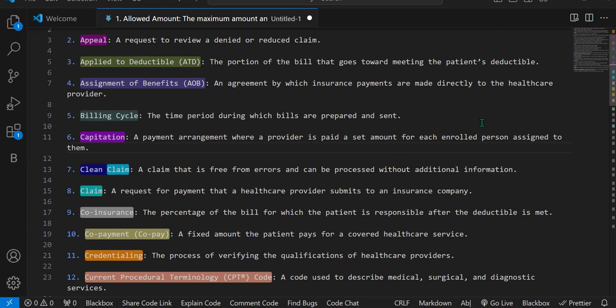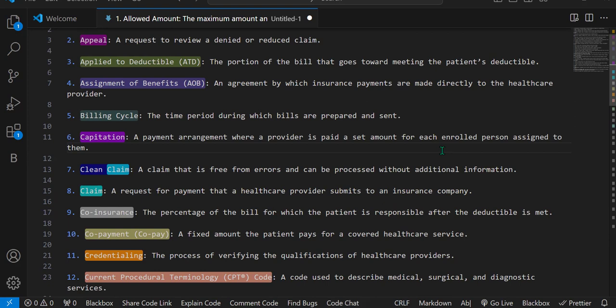Co-payment is a fixed amount the patient pays for covered healthcare services. I have discussed this co-payment earlier. The fixed amount should be paid by the patient only for the healthcare services, that is called co-payment.